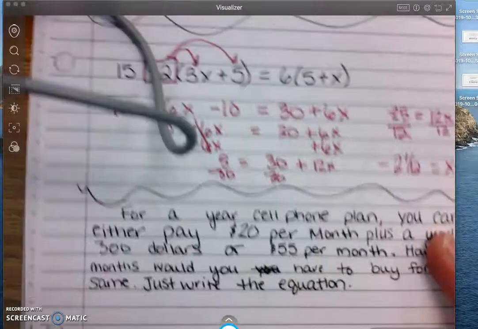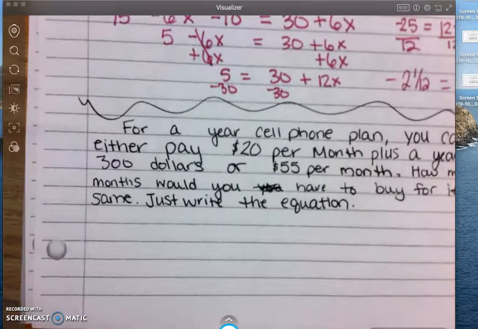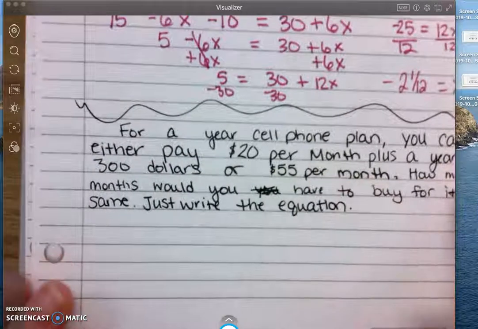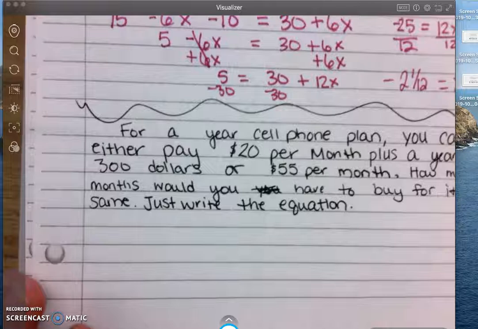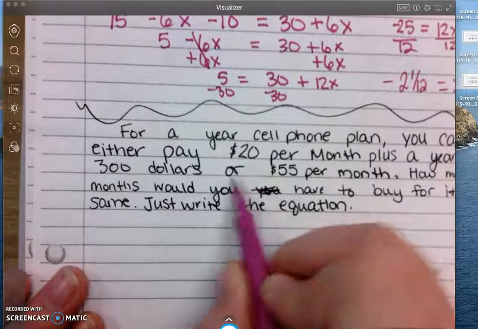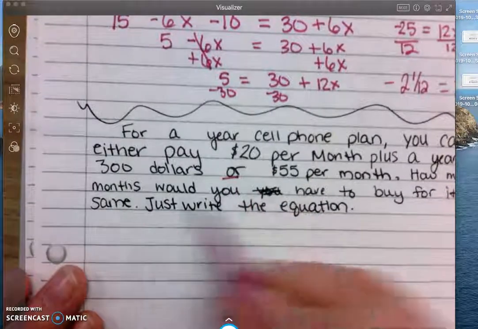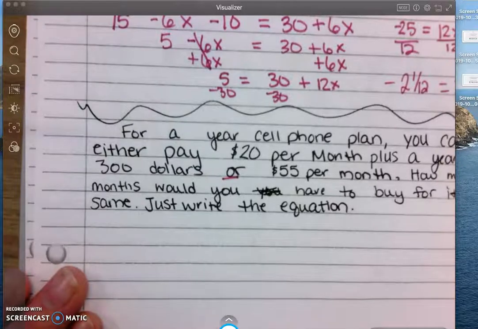Okay. This one, again, I can't remember, on the test you might just have to set up the problem and not actually solve it. But for a year cell phone plan, you can either pay $20 per month plus a yearly fee of $300 or $55 per month. How many months would you have to buy for it to be the same?